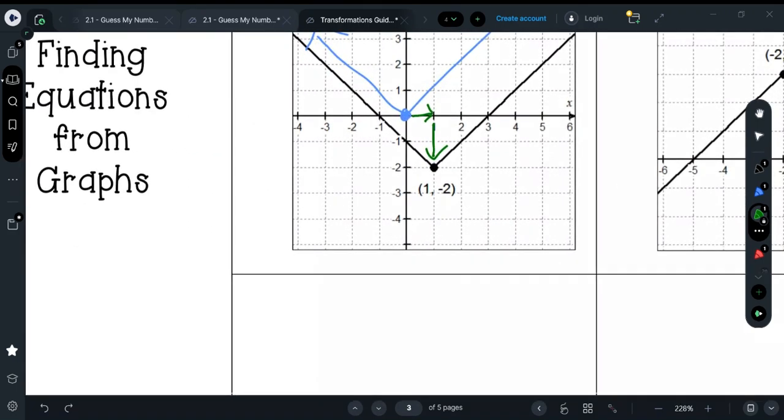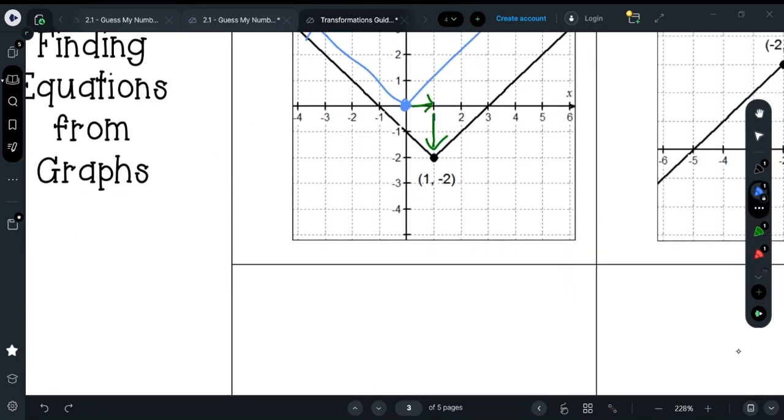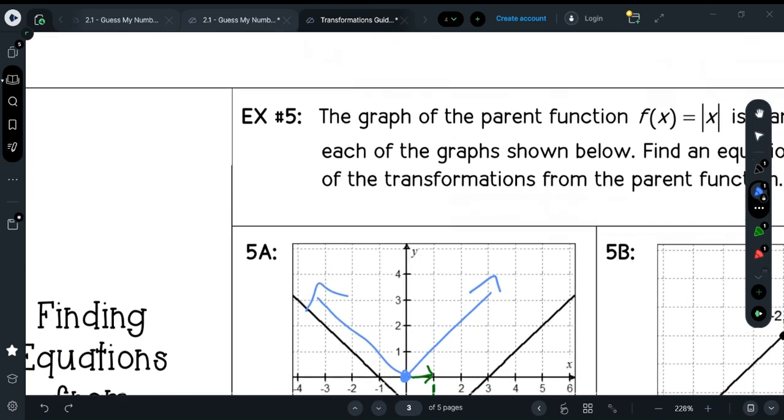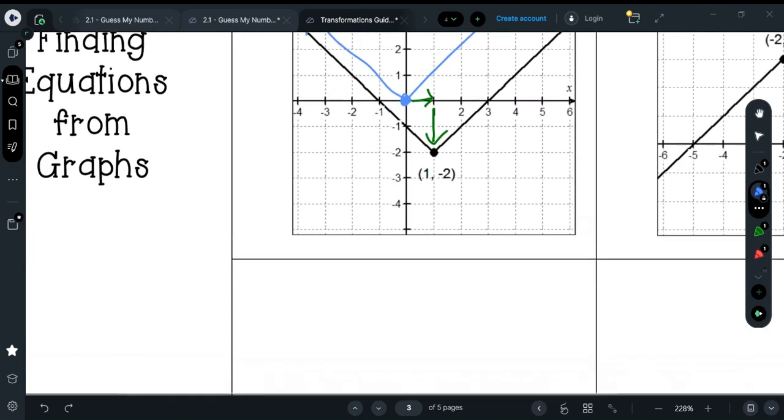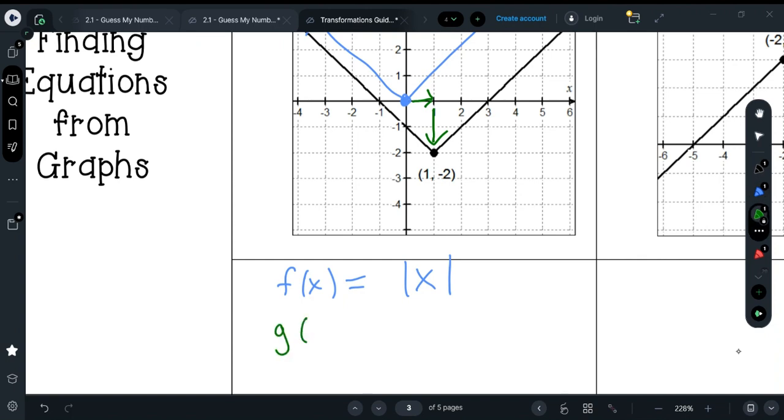Let's do it here. This is the parent function. And let's see, they called it f of x. Okay, so we'll keep the same lettering here. F of x equals absolute value of x. That's the parent function. Now, the translated function, we'll call this one g of x, is going to be, okay, so 1 unit to the right. Going to the right is subtraction on the inside. So that needs to be in between the absolute value bars.